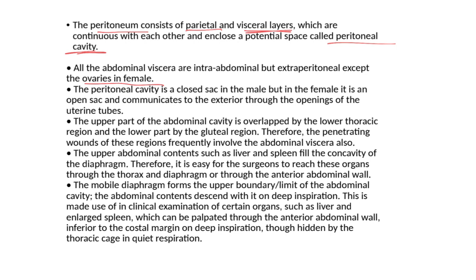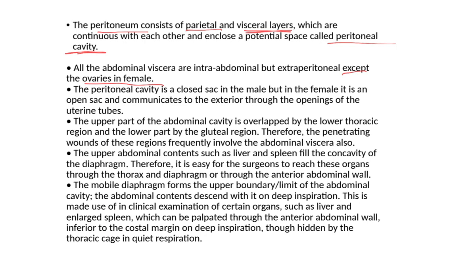So what is peritoneum? Peritoneum is a serous covering. This serous covering that is present around all the visceral organs has two layers, parietal and visceral layer. Usually visceral layer is the term used to quote the layer that is in close relation to the organ. So visceral layer is the inner layer, whereas parietal layer is the outer layer. And there is a space in between both these layers, and that is called the peritoneal cavity. Then all the abdominal viscera are intra-abdominal but extra-peritoneal, except for the ovaries in female.